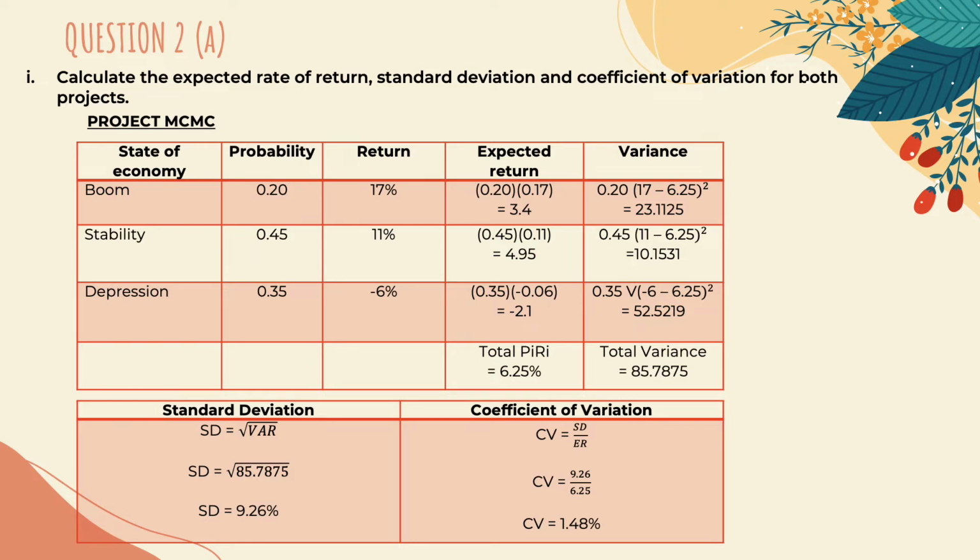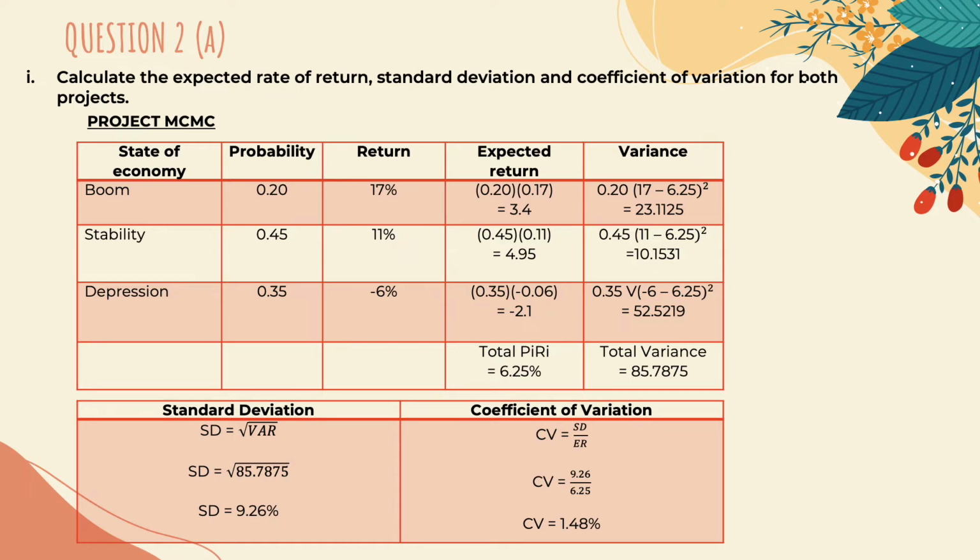To calculate expected return, multiply the return with probability: 17% multiply 0.20 and you will get 0.034, and calculate the same way for stability and depression. Then calculate total expected returns by adding all the expected returns. You will get 6.25%. Then calculate variance by multiplying the sum of return minus expected return with probability.